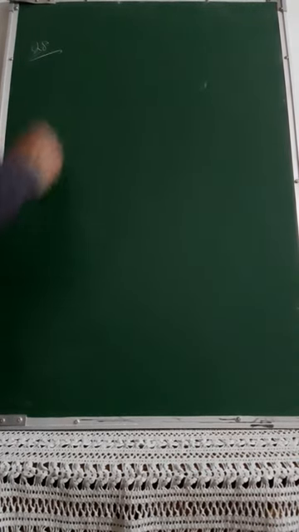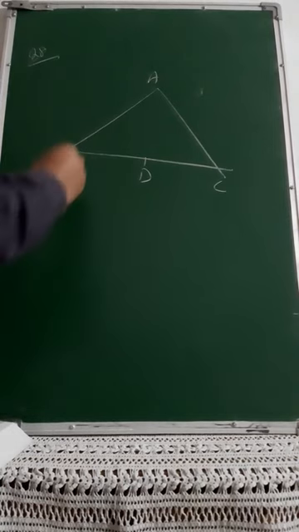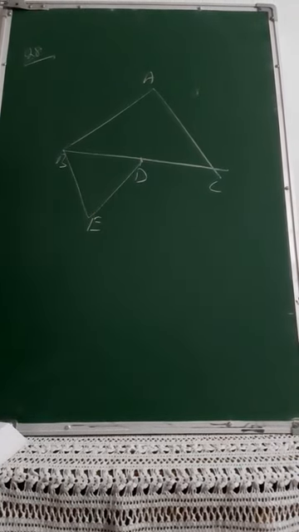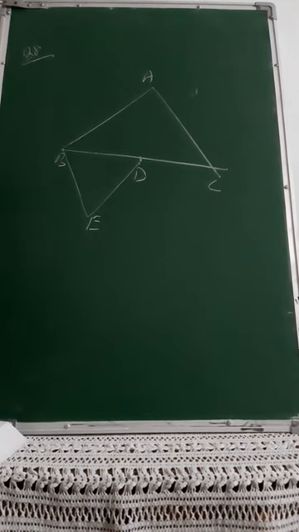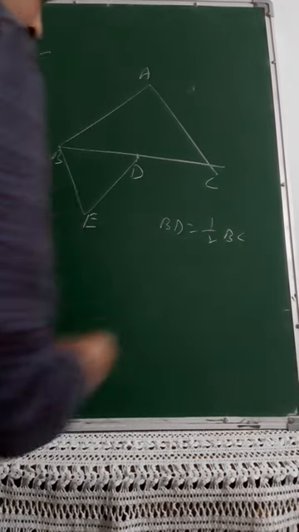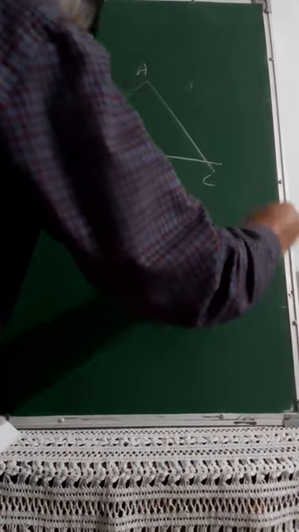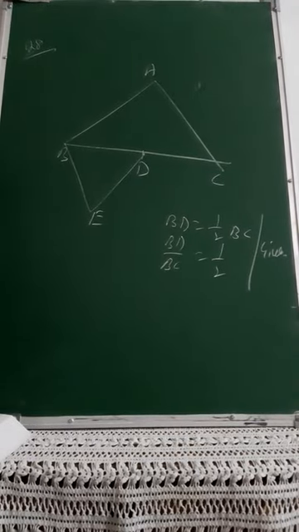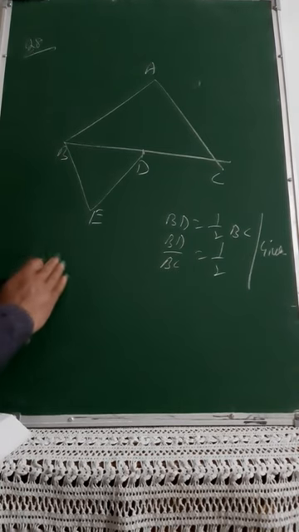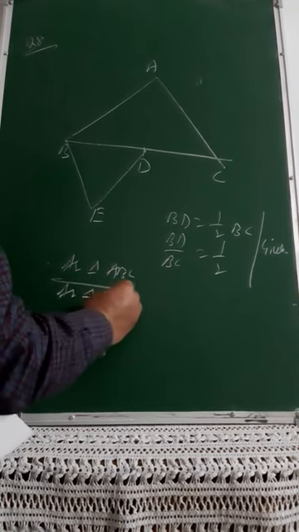Question 8 is: ABC and BDE. Suppose any triangle ABC we are talking about, and anywhere a point D on BC I have taken, and another triangle BDE is there. These are equilateral triangles given to you. D is the midpoint. BD is half of BC, so BD upon BC is equal to 1 upon 2, given. What you need to determine is the ratio of the area of triangle ABC to that of the area of triangle BDE.